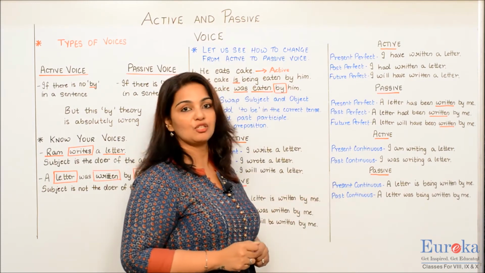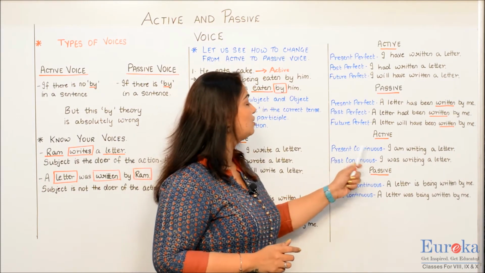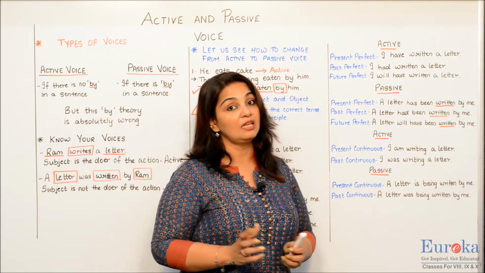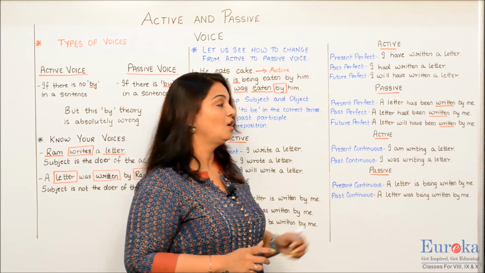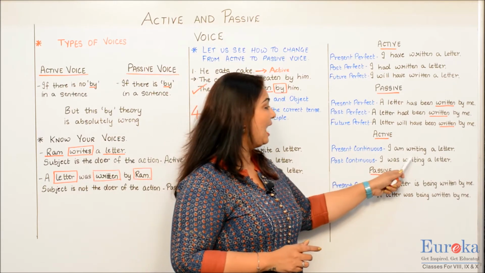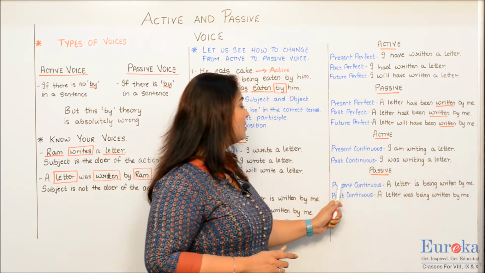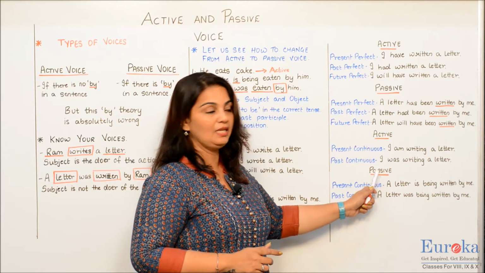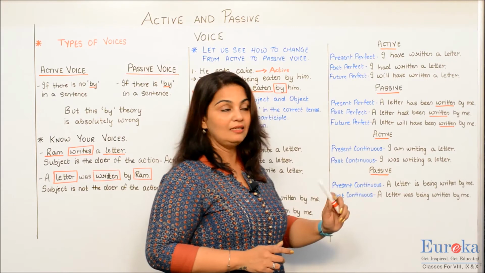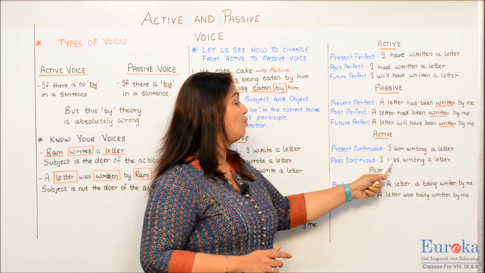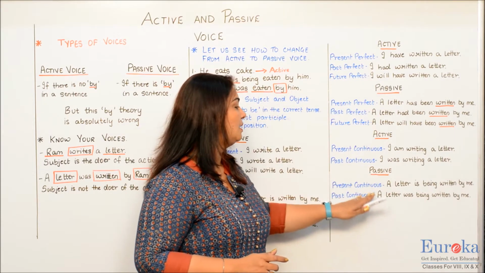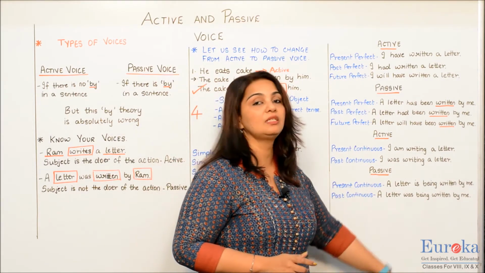And now we look at the last one, that is the present continuous tense or the past continuous tense. As we all know, there is never a future continuous. So let's look at these 2 examples. The present continuous is "I am writing a letter." The present continuous passive will be "A letter is being written by me," and the past continuous is "I was writing a letter," and past continuous passive will be "A letter was being written by me."